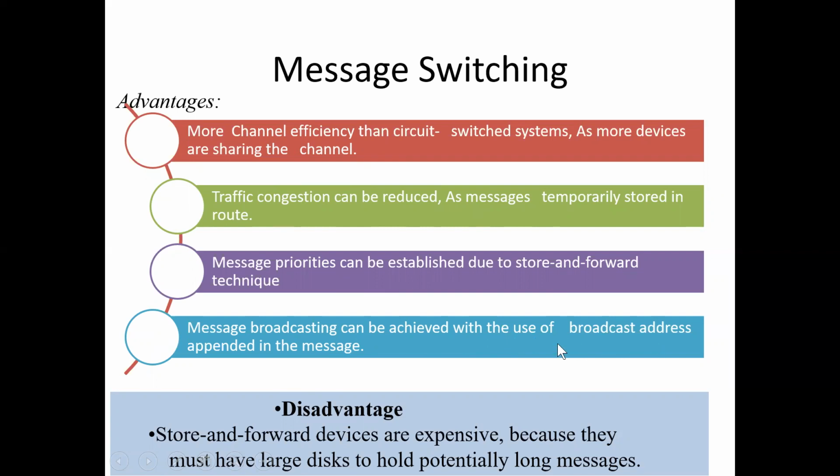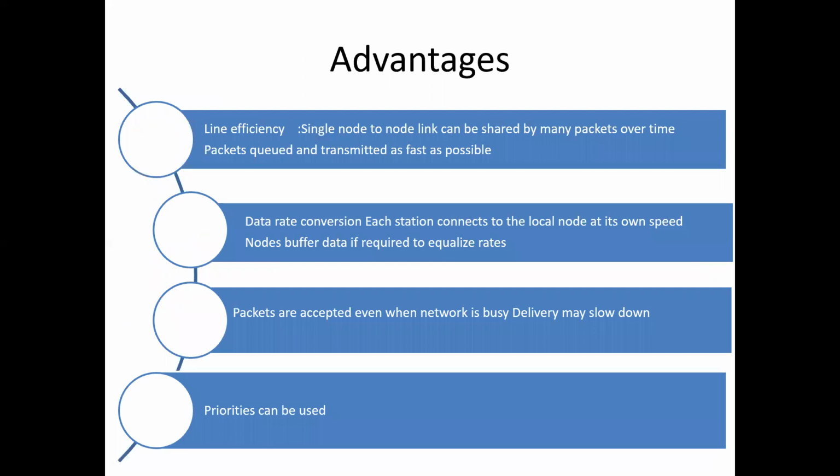a broadcast address. In this case, store and forward devices are expensive. Hence, we require a large disk to hold the potentially long messages. That is a disadvantage. Another advantage is line efficiency, and again we do have more packets when the network is busy, so delivery may slow down.